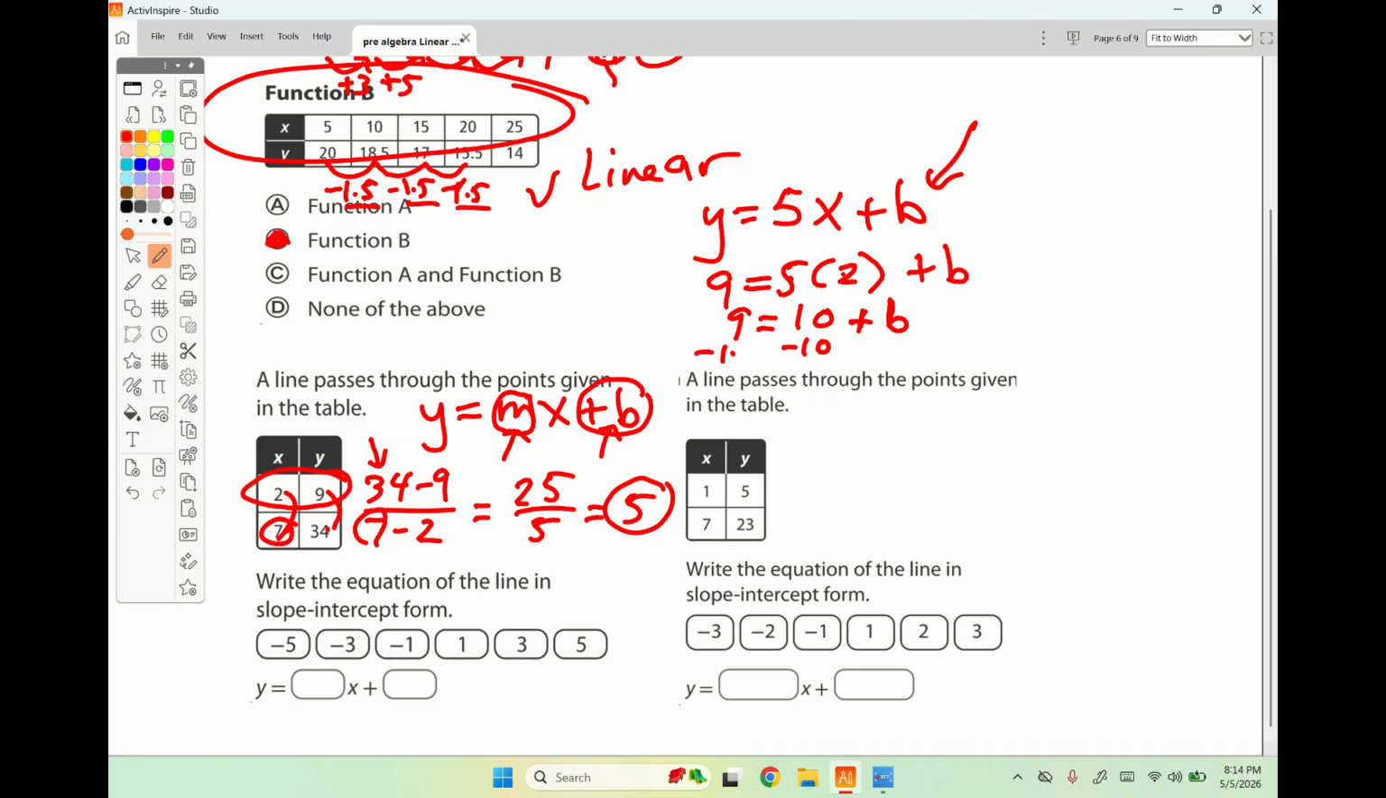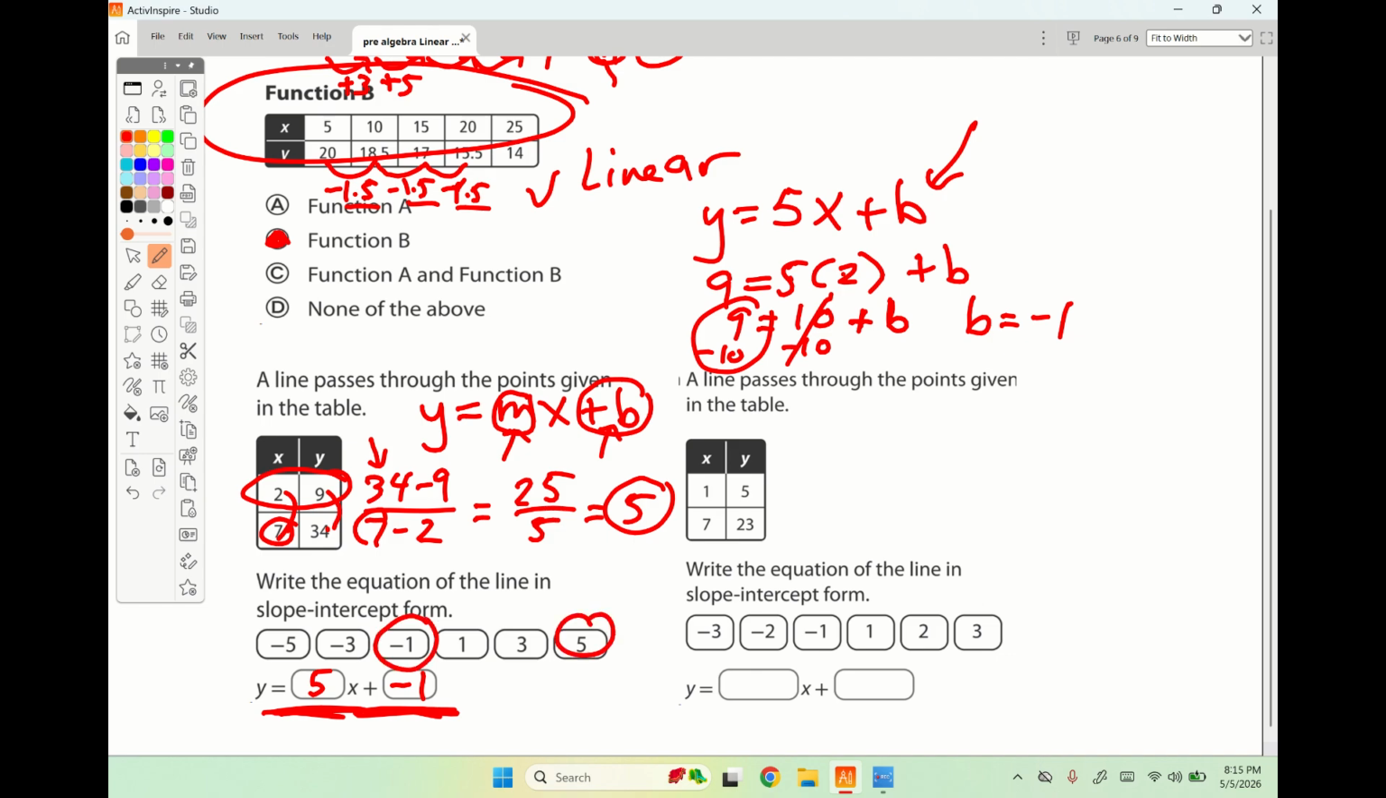Alright, let's try this one here. 23 minus 5 is 18. 7 minus 1 is 6. If you simplify that, it gives you a slope of 3. So now we have y equals 3x plus b. And we plug in our 5 and our 1 from the first point in the table and solve it.